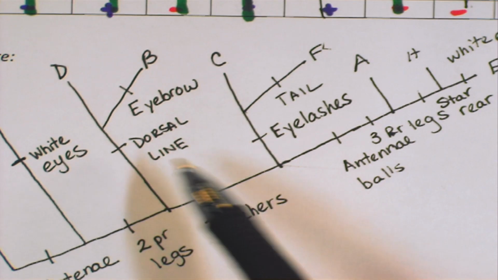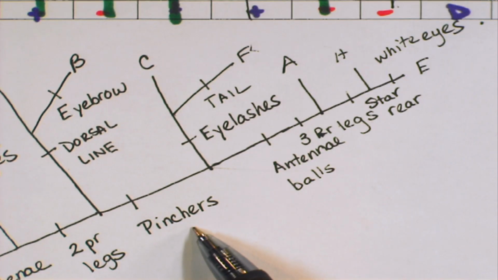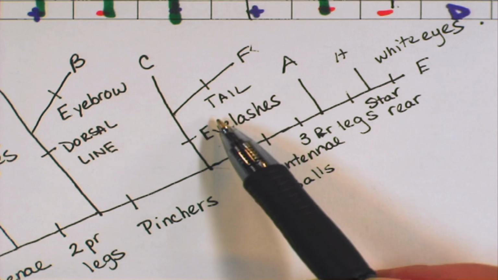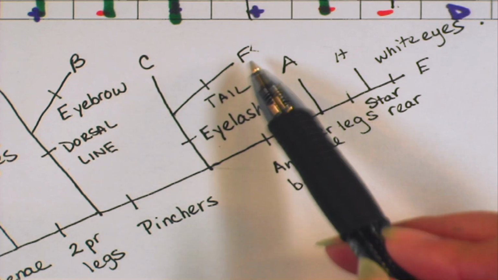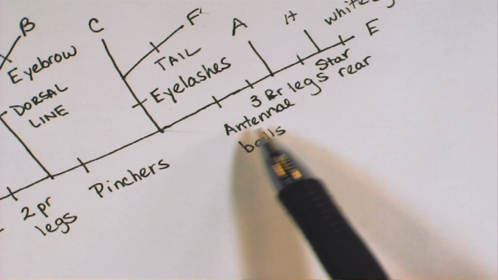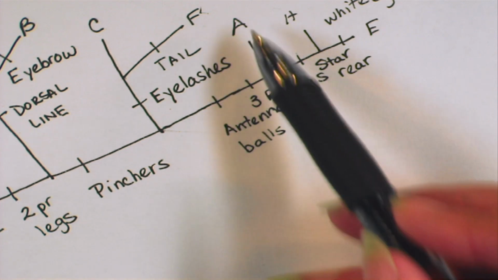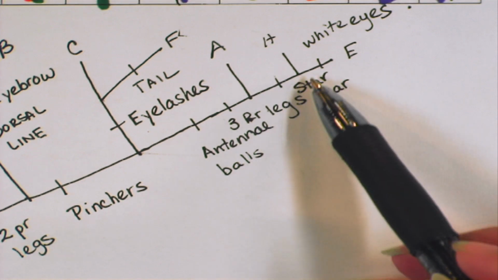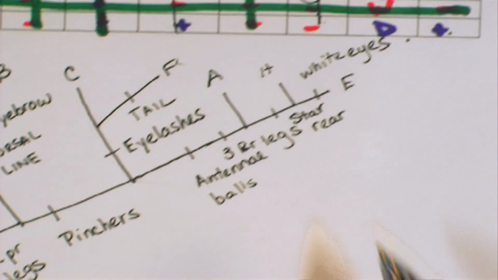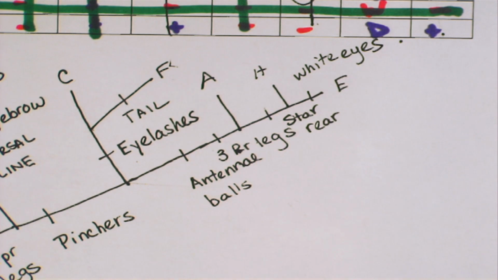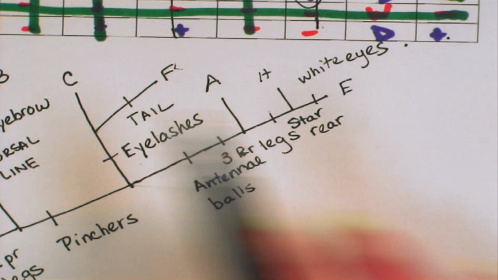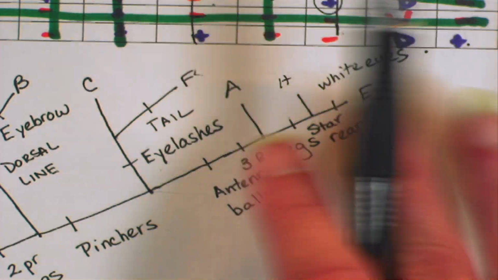This is where we left off. We're going to add the pinchers in here, the eyelashes, the tails, and we have C and F. We come down here and we actually add in the antenna balls. We also add in 3 pairs of legs. Then we get A. We add in the star rear, we get H, and finally we add in the white eyes one more time and we get E. So you should have something that resembles this, and then you're finished. Thanks.